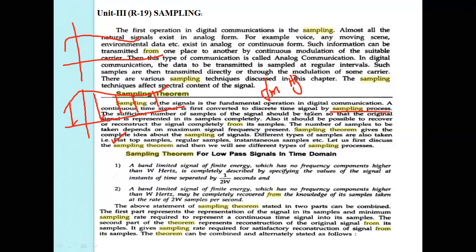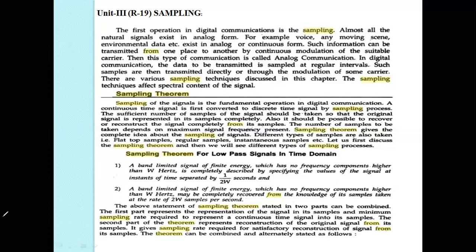See the definition of sampling here. They are saying sufficient number of samples of the signal should be taken so that the original signal is represented in its samples completely. Also, it should be possible to recover or reconstruct the signal completely from its samples. Okay. The other way: the first part is representation of the signal in its samples, and the minimum sampling rate required to represent the continuous time signal in its samples. The construction and the reconstruction.